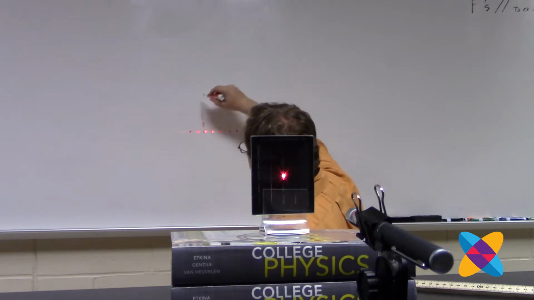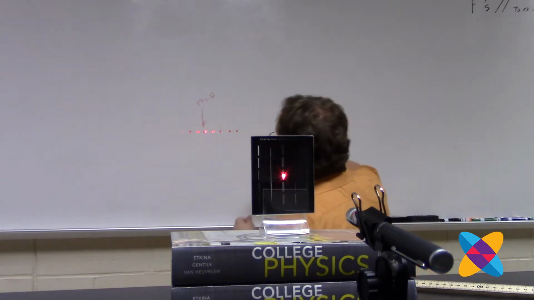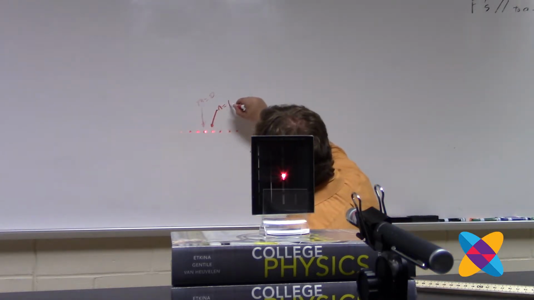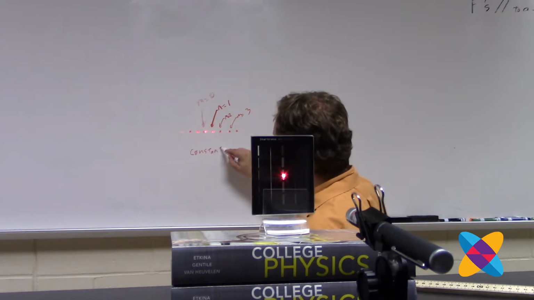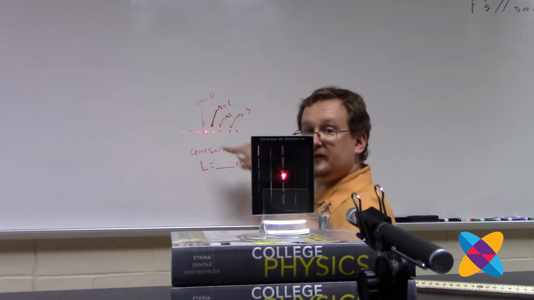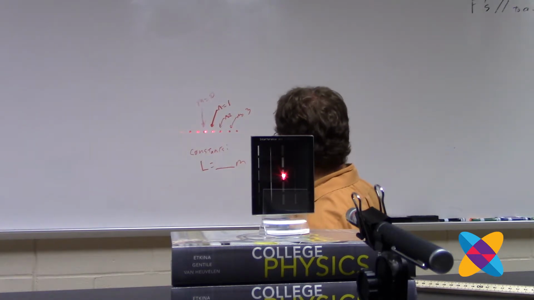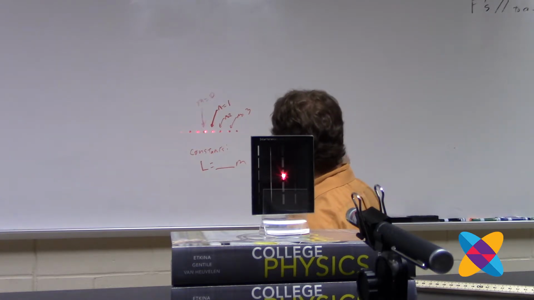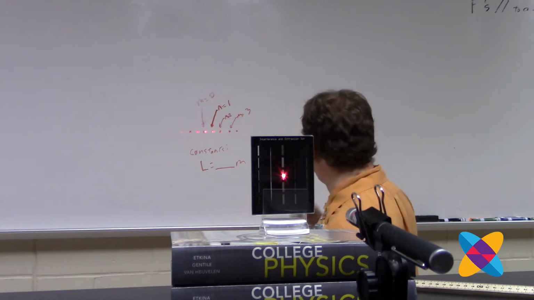and so here I have m equals 0, that's the 0 order maximum, and then here I'll have m equals 1, m equals 2, m equals 3. So what can I do? For constants, I can measure the distance from slits to screen, so from here to the slits, I can measure that as a constant. And then what can I vary? I can vary the m. M number 1, m number 2, m number 3. And then from there I can also measure the distance of that bright spot from the center.